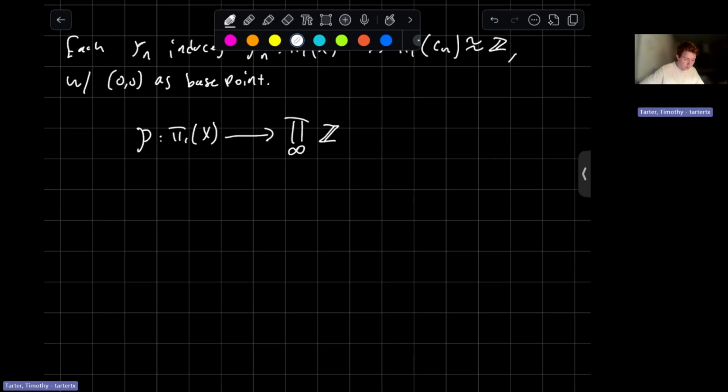Pi 1 of X is actually far more complicated than this infinite product of Z. For one thing, it's not abelian, since the retraction to unions of C_i's that collapses all the circles smaller than C_n induces a surjection from pi 1 of X to a free group on n generators. For a complete description of pi 1 of X, see a paper from 2000. It is a theorem of Sala in 1988 that for a locally path-connected compact metric space X, pi 1 of X is either finitely generated or uncountable.